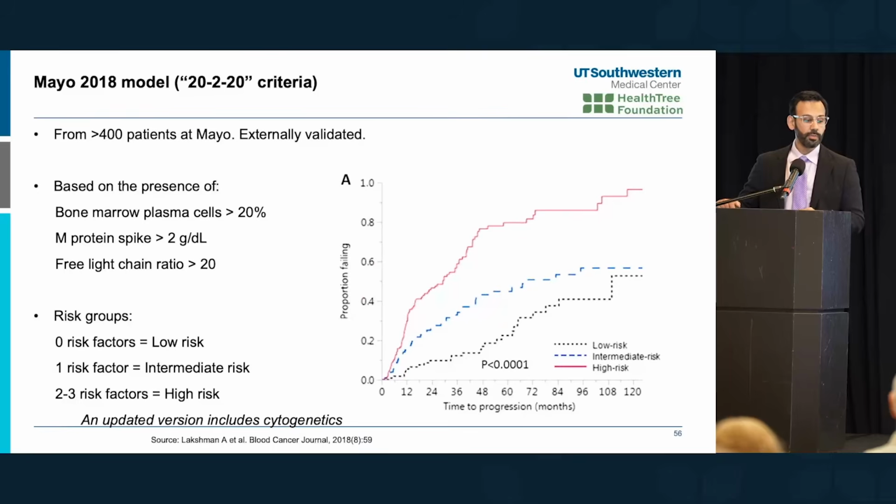And if you have 0 risk factors, you're low risk. If you have 2 to 3, you're high risk. And you can see here how well those curves separate out. So there's a version of this that includes cytogenetics, which again you get from the bone marrow biopsy, which I haven't shown here for the sake of simplicity.